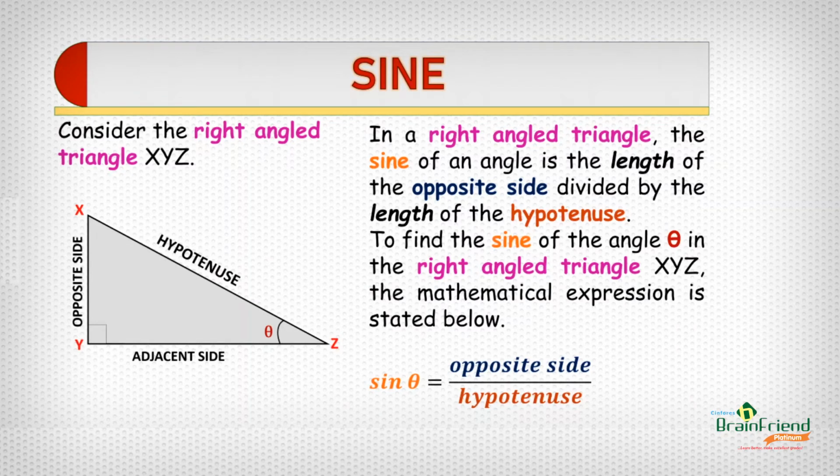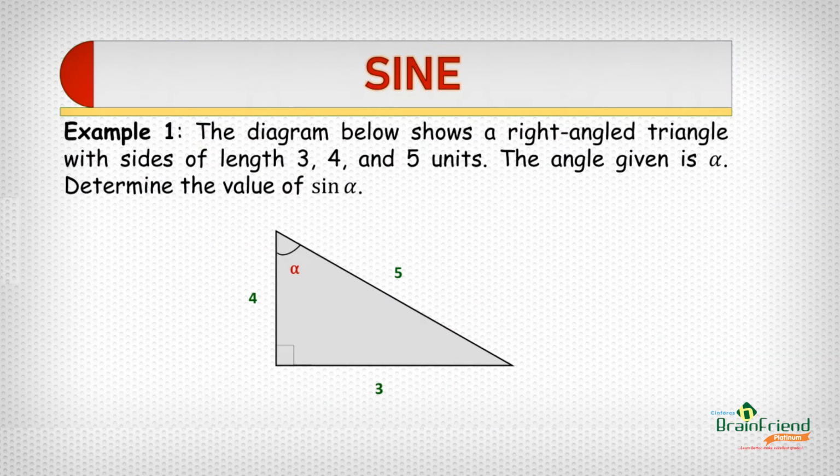Now consider this right angle triangle XYZ, where we have our opposite side, hypotenuse, and adjacent side. In a right angle triangle, the sine of the angle is the length of the opposite side divided by the length of the hypotenuse. So to find the sine of the angle theta in the right angle triangle XYZ, the mathematical expression is sine theta is equal to opposite side over hypotenuse. Let's take a look at an example.